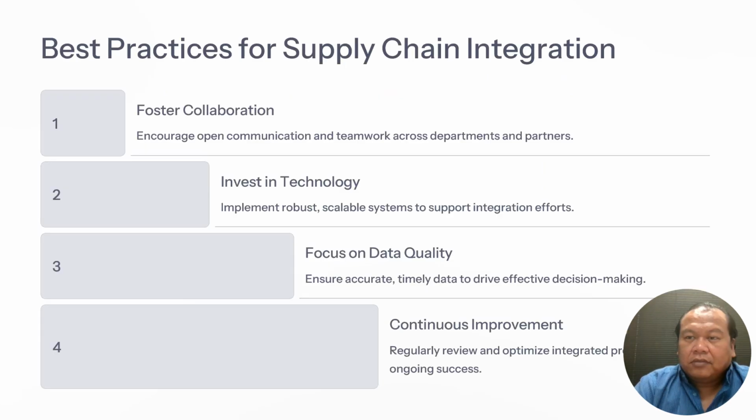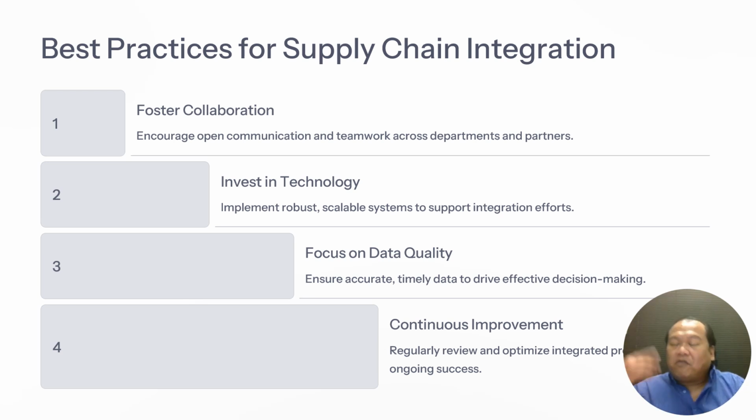The best practices for supply chain integration. Number one, foster collaboration. Again, there is always resistance within the departments and with companies that you deal with outside your company. But if you can foster collaboration within your departments and with the companies outside your company, then I would think that is much, much better. Because when different offices, when different groups are working together, it will create a very smooth transition.